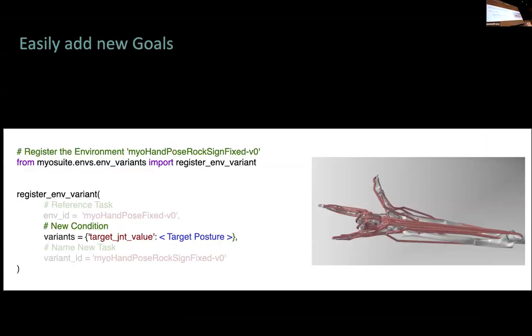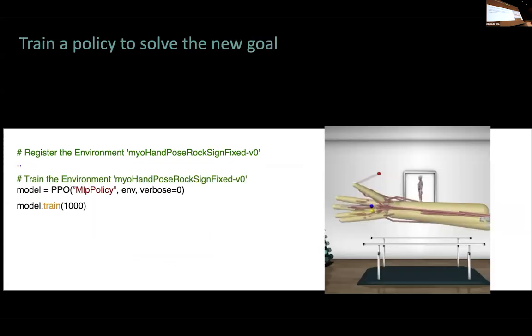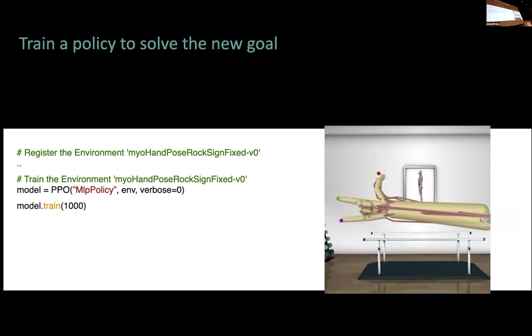So once you have a task, for example, a hand pose, where the task is to reach a specific position of the hand, you can simply add a new task, for example, a rock sign. This is a task to reach the posture of a rock sign that has never been developed before. What you need is just to say what your final posture is, and you basically encode the new condition as you want to reach this new posture, and then, again, running reinforcement learning on top, you can learn to achieve this goal.